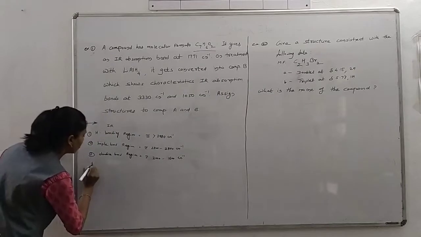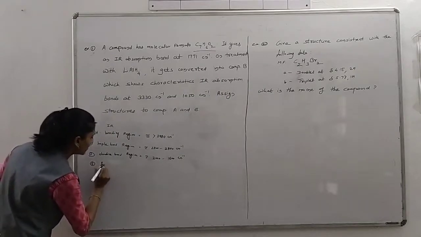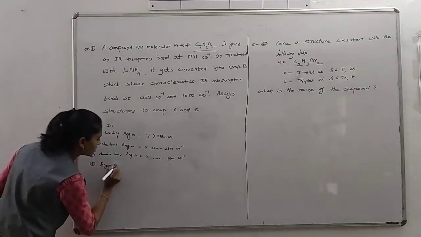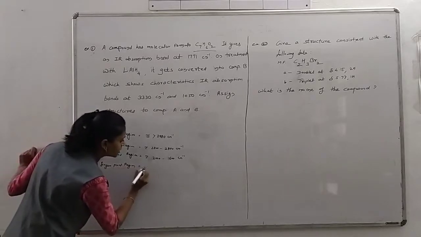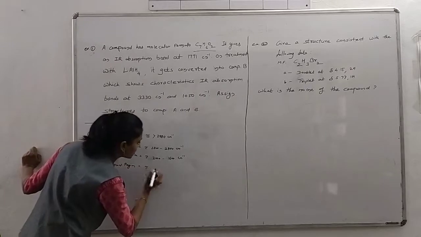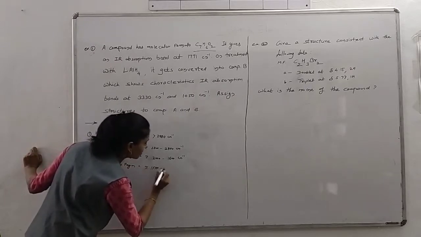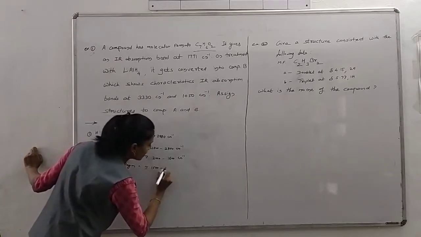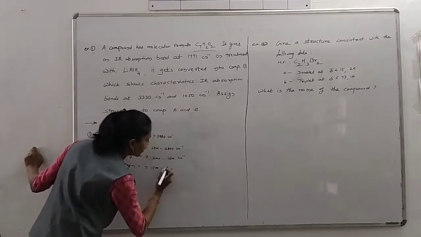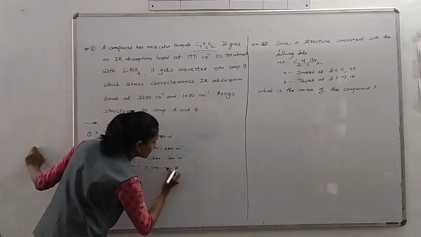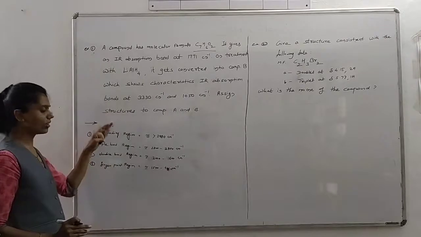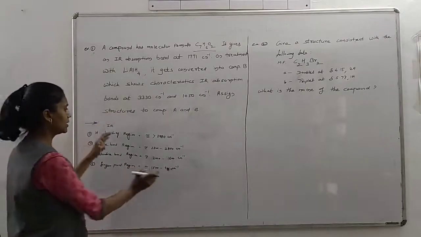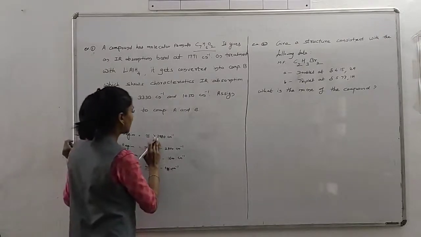And the fourth one is the fingerprint region, approximately between 1500 and 400 or 800. I write here 400 since we have taken the IR spectrum from 400 to 4000 per centimeter. So I have taken this region.